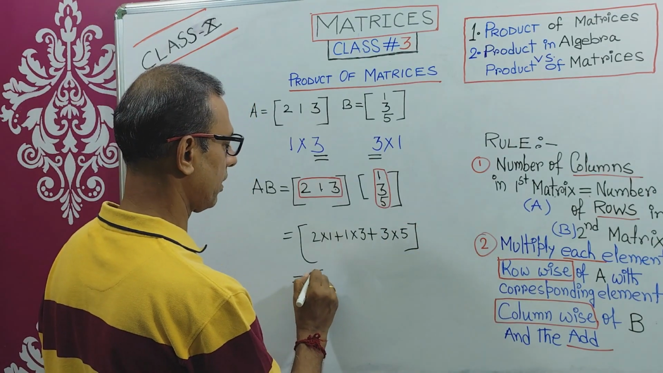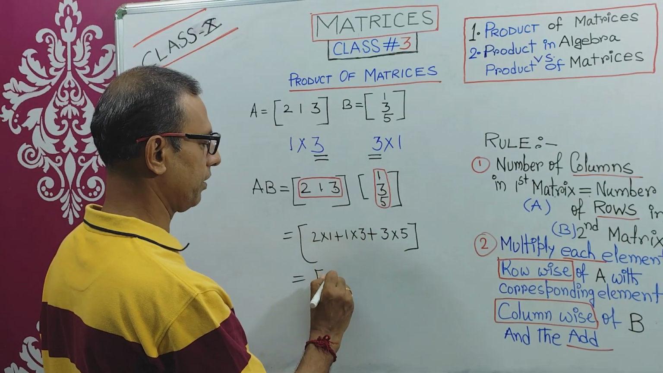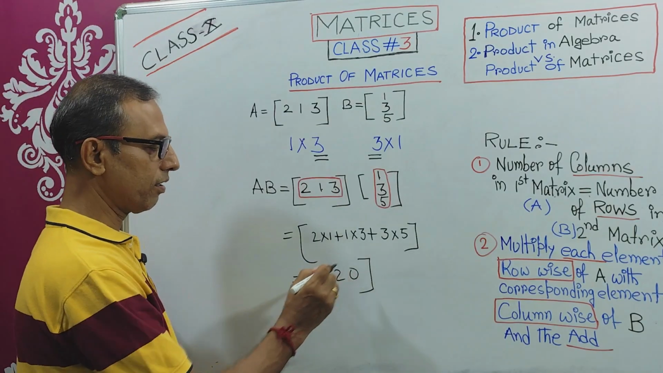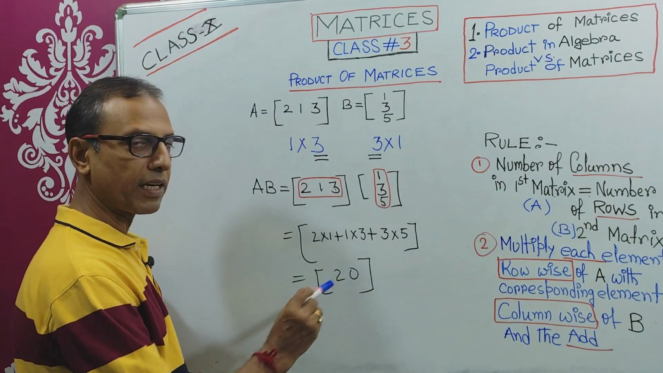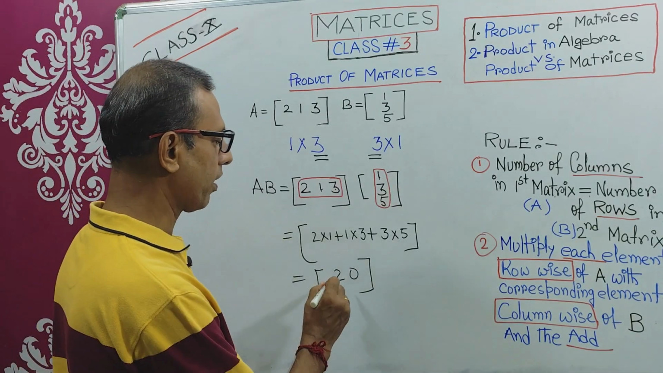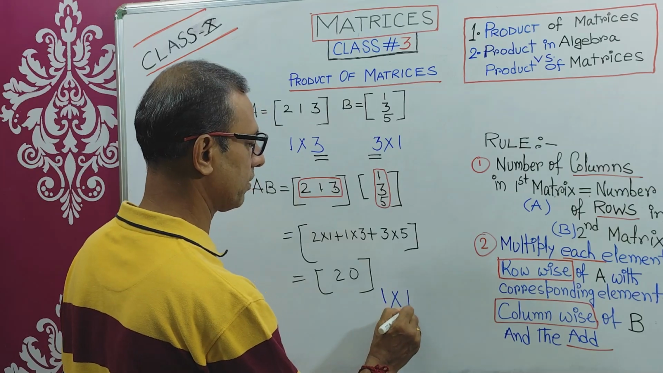So what is the result? Result is 2 plus 3, 5, 5 plus 15, 20. So this is just one element. So what is the order of this particular resultant matrix? The result, it is one row, one column. That means it's a 1 by 1 matrix.